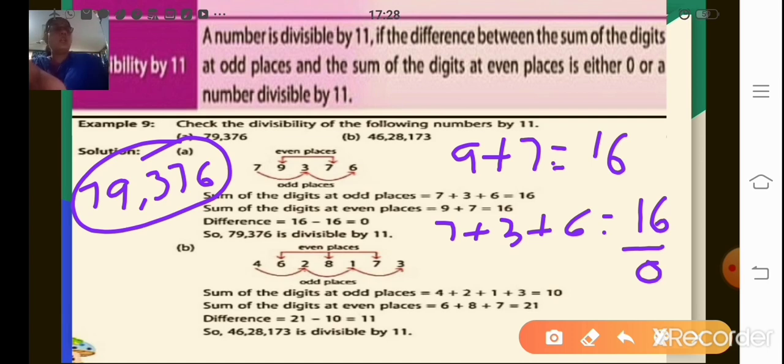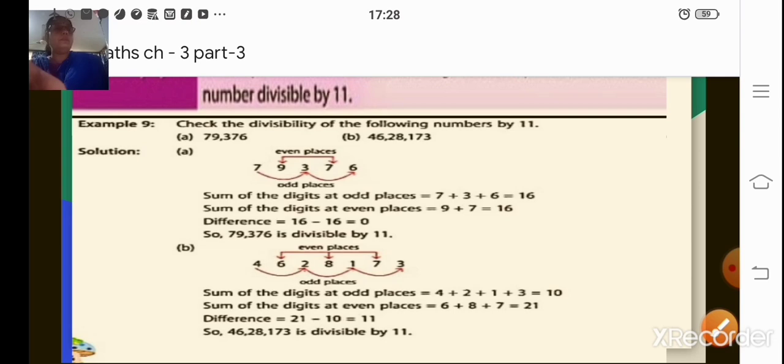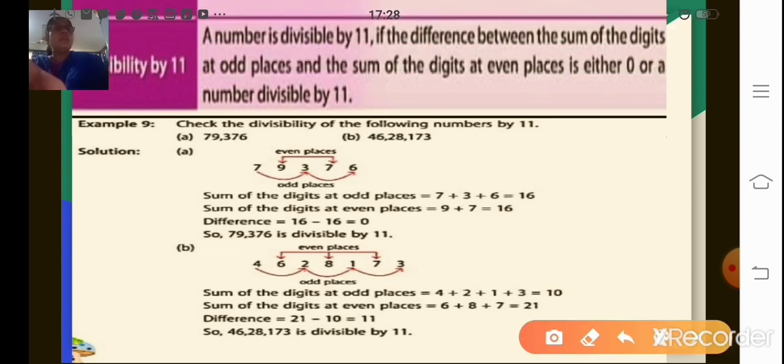Okay. Now let us take the second example. 46 lakh 28,173. Now which are the numbers at even places? 6, 8 in the fourth place and 7 in the sixth place. So when you add it, 6 plus 8 plus 7, you get the answer as 21.